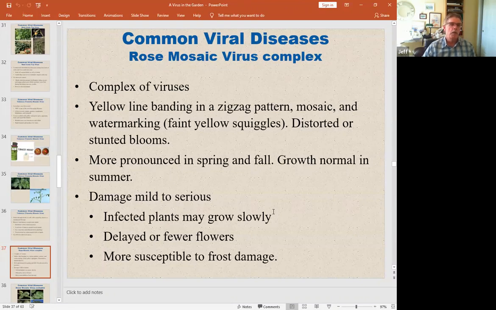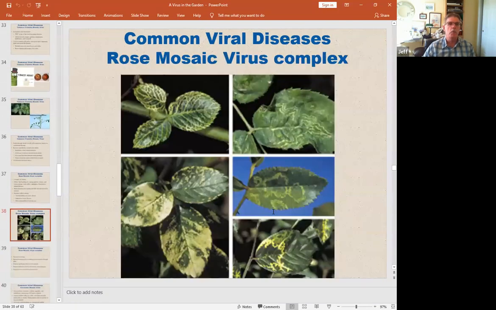And the damage can be very mild, and plants can survive many years with chronic infections, or they may be more seriously affected, sometimes according to rose variety. Delayed or fewer flowers, grows more slowly, more susceptible to frost damage, which is weird. So the virus looks like this. They have some yellow veins here. Here's your watermarking, or little yellow squiggles. Mosaic pattern. Sometimes the yellow spots merge and you actually get big spots. Ring patterns, and kind of a pretty, some people would call that an oak leaf pattern.